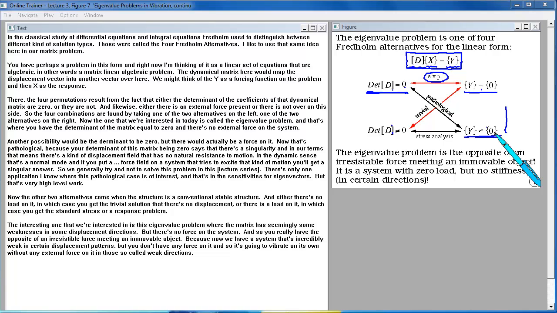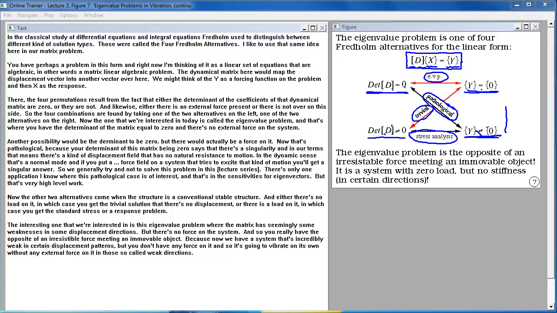So we generally try not to solve this problem in this class. There's only one application I know where this pathological case is of interest, and that's in the sensitivities for eigenvectors. But that's very high-level work. Now the other two alternatives come when the structure is a conventional stable structure, and either there's no load on it, in which case you get the trivial solution that there's no displacement, or there is a load on it, in which case you get the standard stress or response problem.